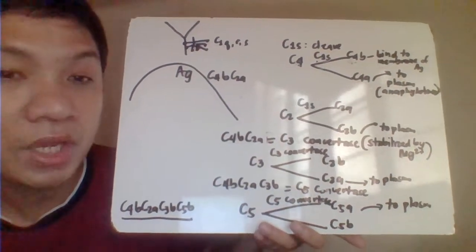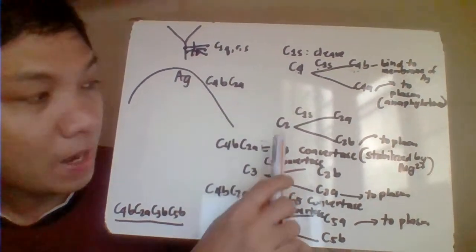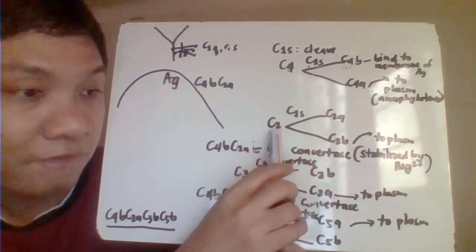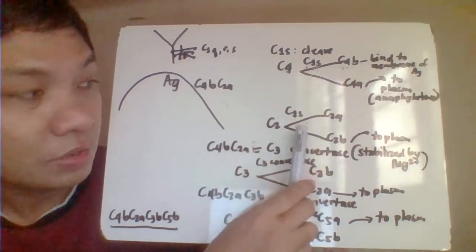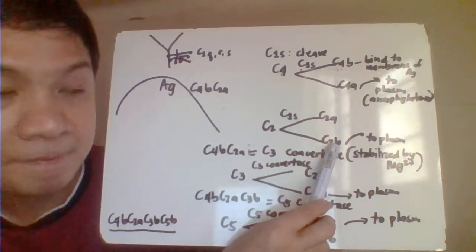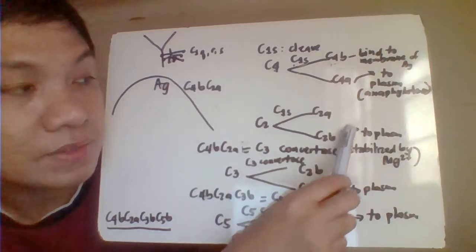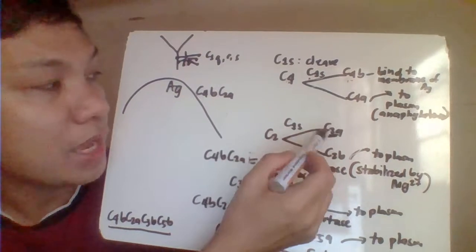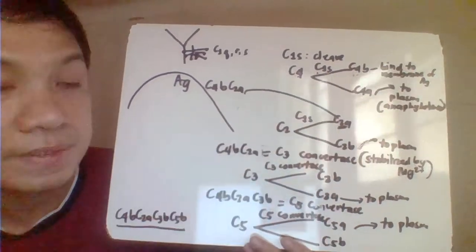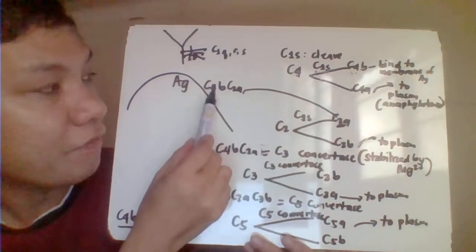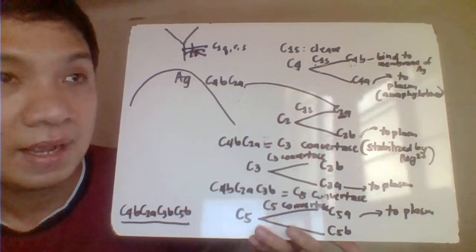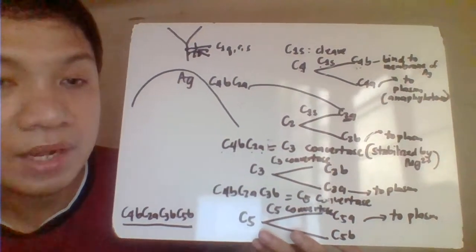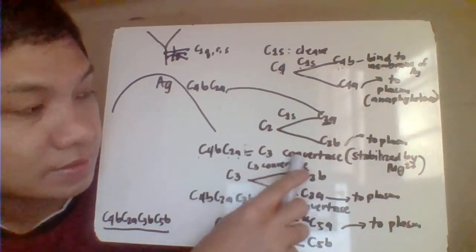Okay, the next to be activated is your C2. This one will be cleaved again by your C1S into your C2a and C2b. The C2b will be released to your plasma. It has no function. And the remaining C2a will bind with your C4b to form here your C4b2a. Okay, so you have your C4b2a, and you call that your C3 convertase.